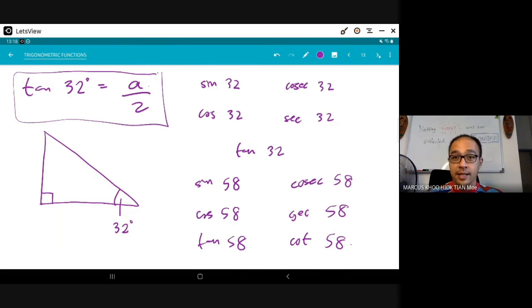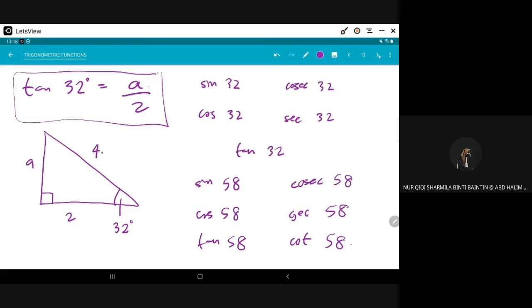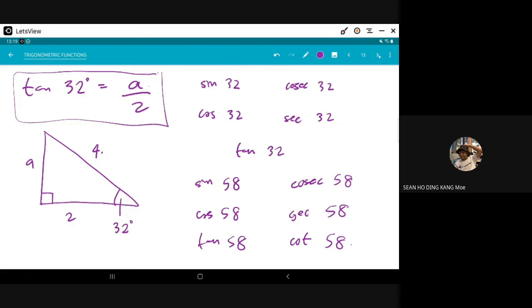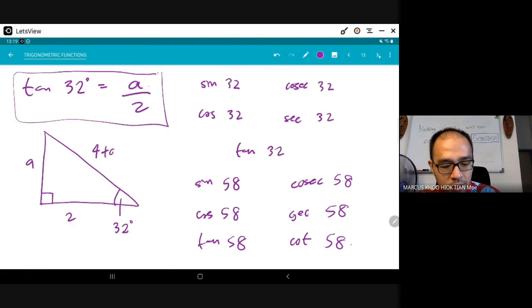Okay, just put your values inside. First of all, tell me what is the hypotenuse? 2. The hypotenuse is 2. 4 minus a squared. Square root of 4 minus a squared. I don't think it's 4 minus a squared though. How would it be? Yeah, square root of 4 plus a squared. Right? 2 squared plus a squared. Sorry, sir. It's okay. Alright.